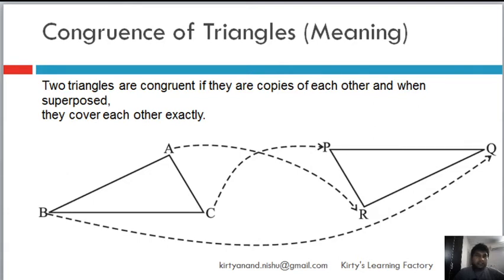What does it mean, covering each other exactly? It means one figure cannot be smaller even marginally as compared to the other figure, and vice versa, the other figure cannot be greater than the smaller figure even marginally. So they have to completely cover each other, they should be the exact copies of each other.